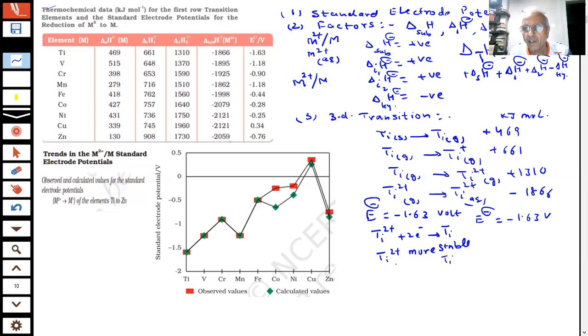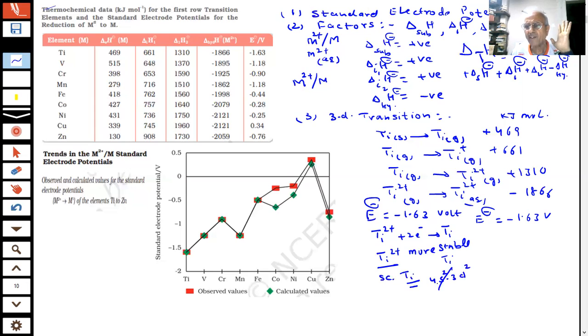And then let me see the electronic configuration of titanium. Scandium, titanium. What is that? 4s2, 3d2. So one, two electrons are left. This is a 3d2 configuration. This value is minus 1.63 volt.